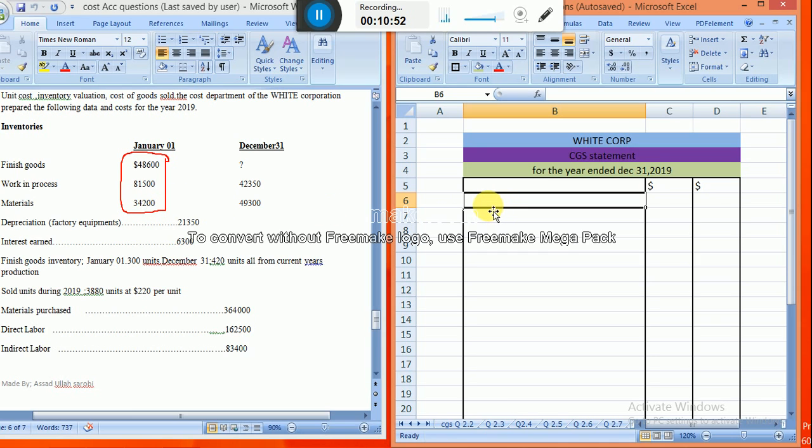So first we will write the materials inventory on January 1st, 2019. Keep in mind that these are the remaining materials from 2018. How much?